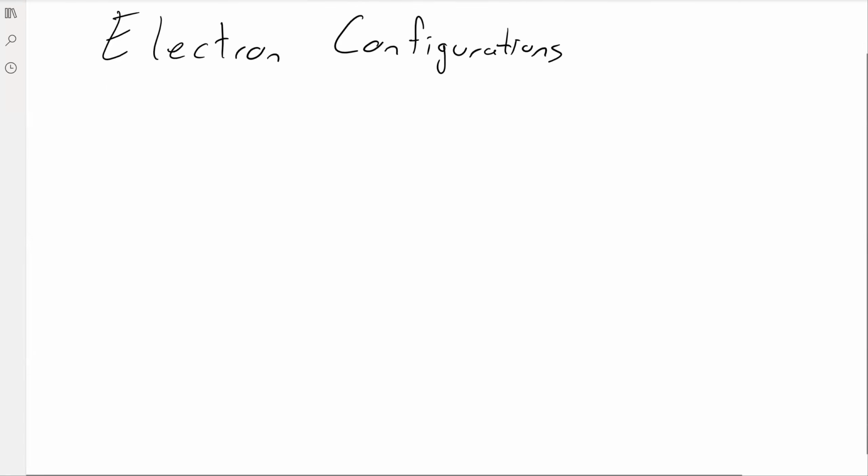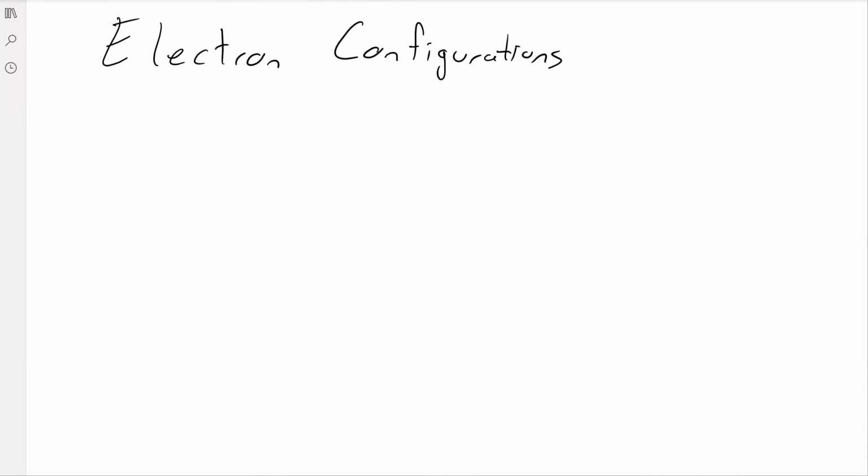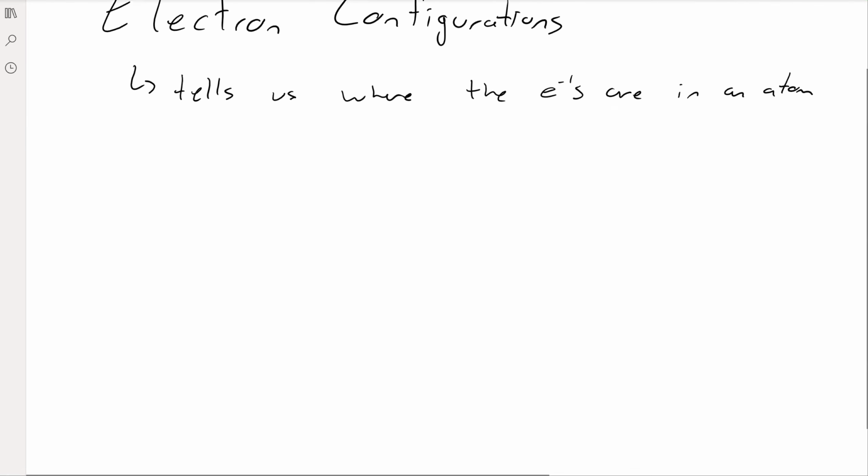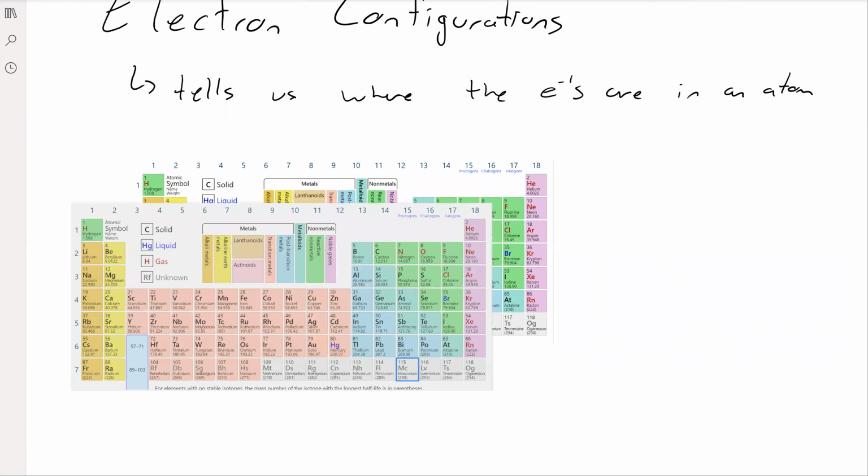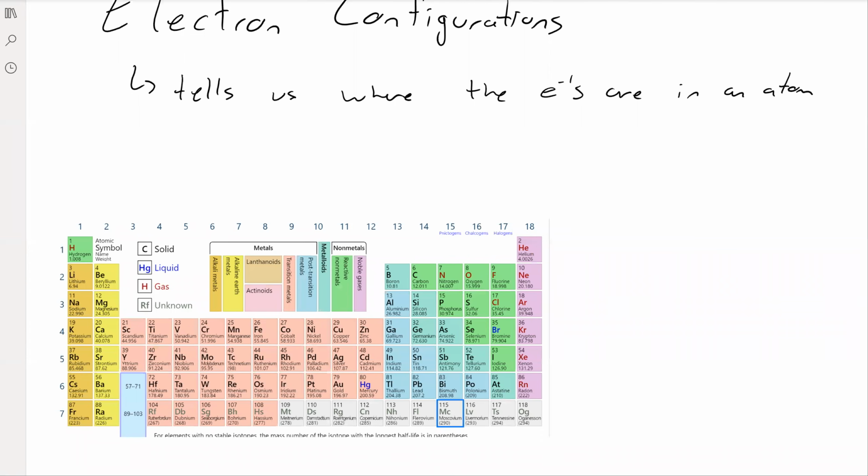All right, so next what we're going to do is write out electron configurations. And what this is going to do is tell us where the electrons are in an atom, right? Which orbitals do they occupy? And so what we're going to do is just use the periodic table, and you're going to read the periodic table just like a book, left to right, line by line.